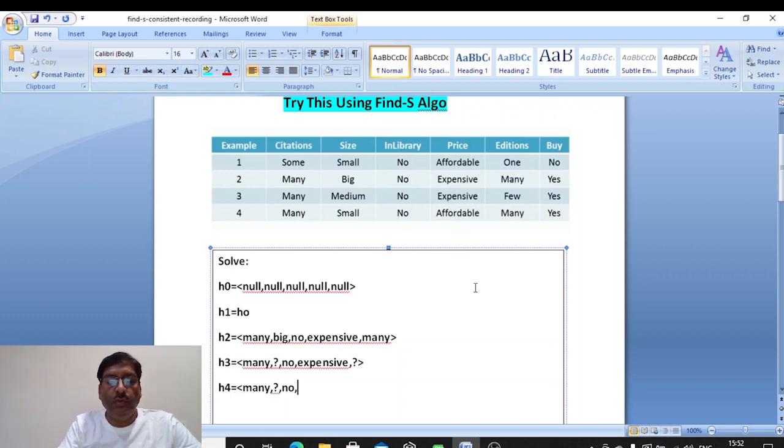The answer for that is no, so you are going to have a question mark over there. And finally, question mark matches with many. The answer over there is yes, and you are going to write it with the most general value over there.